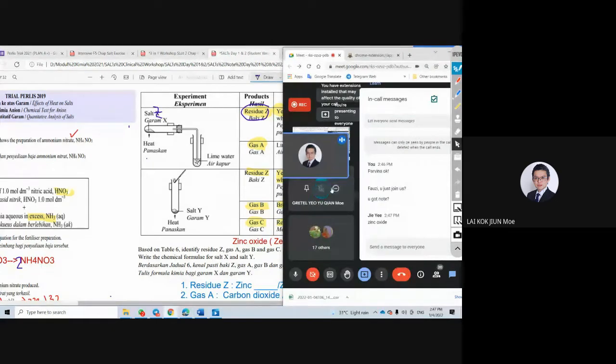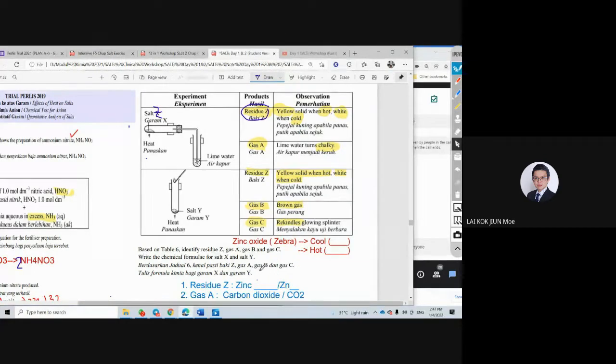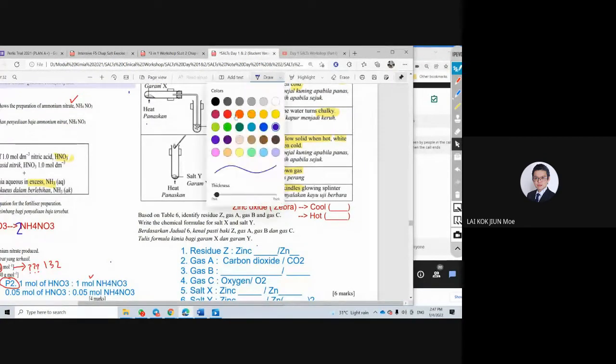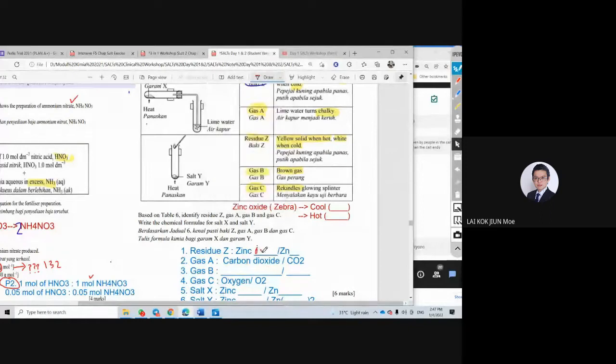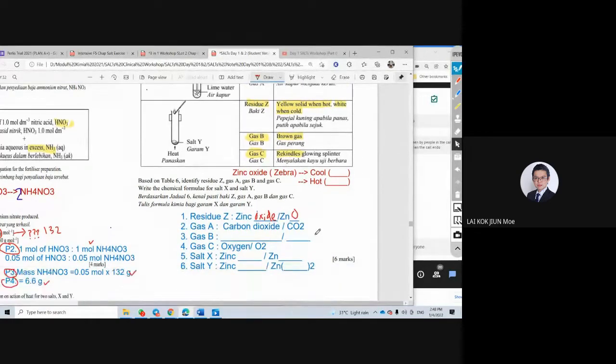Z is what? When you heat it, it will form yellow. When cold, it will form white color. Zinc oxide. Very good. Okay, because we learned already, right? Yesterday we learned already. Zinc oxide. Zebra, right? Remember zebra? White color one. When you heat it, it will turn yellow, zebra.